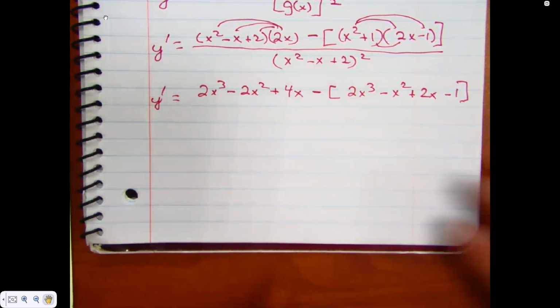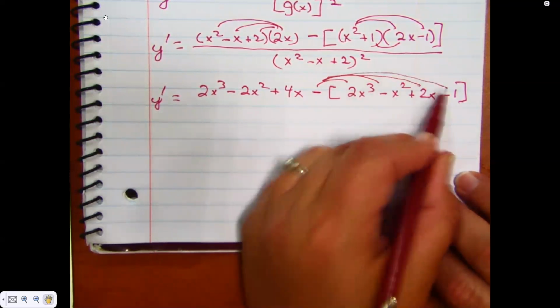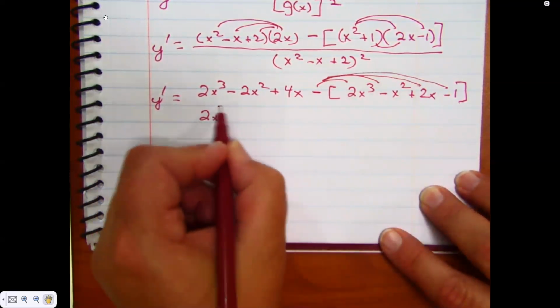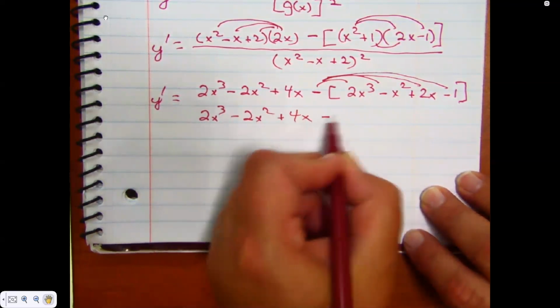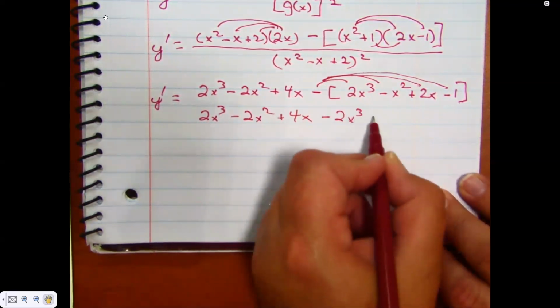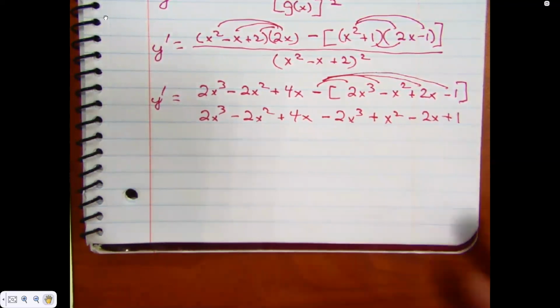Okay, so leave the bracket, but now I have to distribute. Let's see if I can make sure I distribute. Negative 2x to the third, positive x squared, negative 2x, and positive 1. Okay, so that was a good one. Make sure that you go through and change every sign.